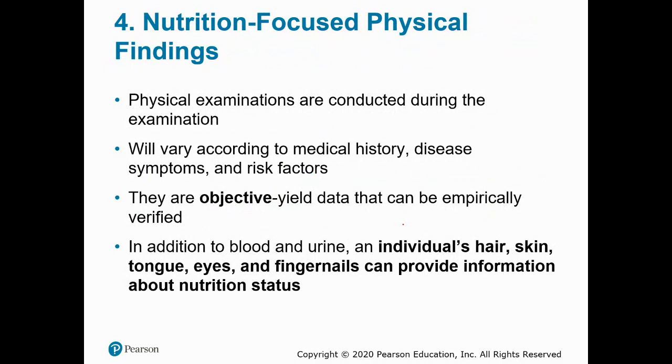And then nutrition-focused findings. So down here again, these are the common areas of our bodies that indicate nutrition status. Hair, skin, tongue, eyes, and fingernails can really provide quite a lot of information about nutrient status. These are objective data. They can be empirically verified. And of course, they're going to vary according to the disease symptoms, medical history, and risk factors. These are best done by the nutrition professional.